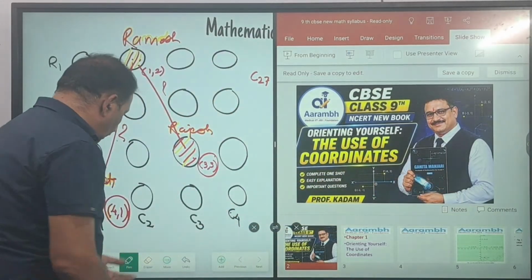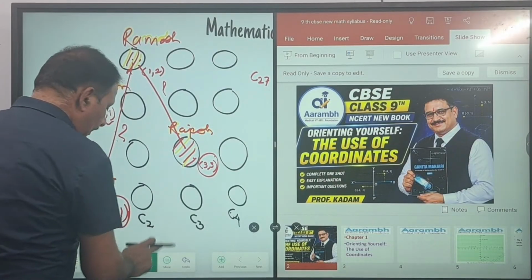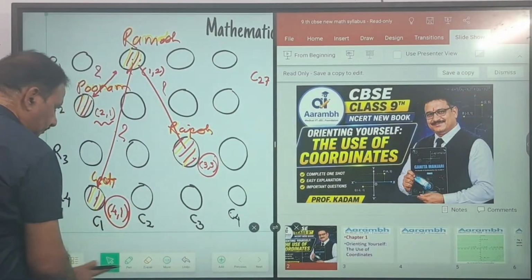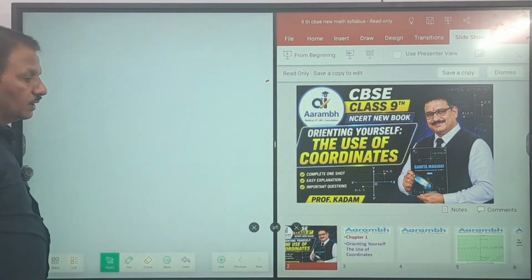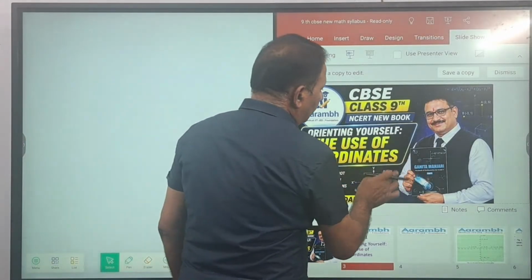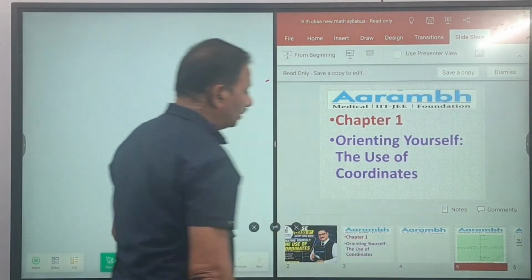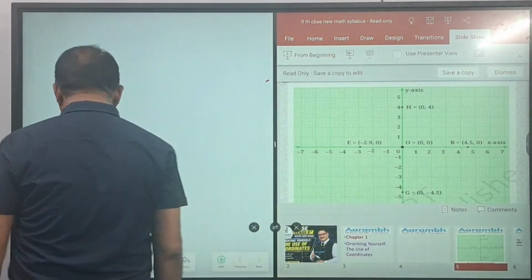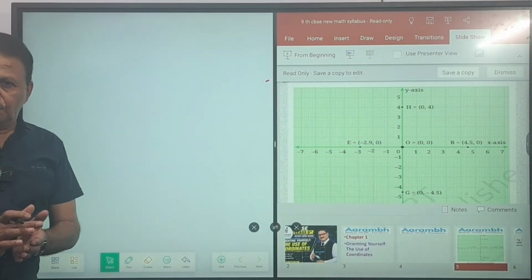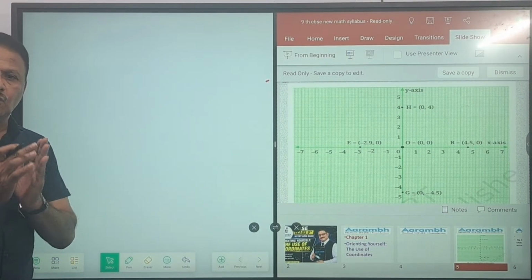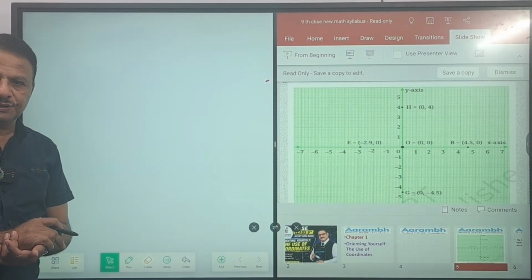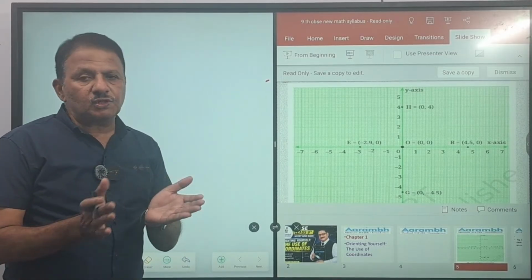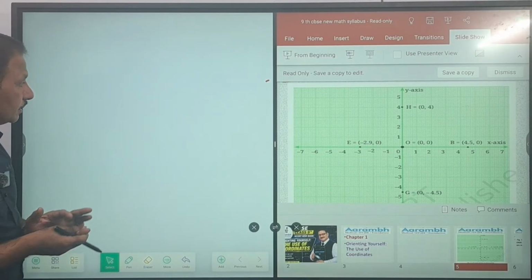So, first of all, let us see what is Cartesian plane. हम कार्टेशियन प्लेन के बारे में थोड़ा स्टडी करेंगे। You can see, you can watch. In order to locate the position of any object, we require a Cartesian plane. So first of all, we see what is Cartesian plane.